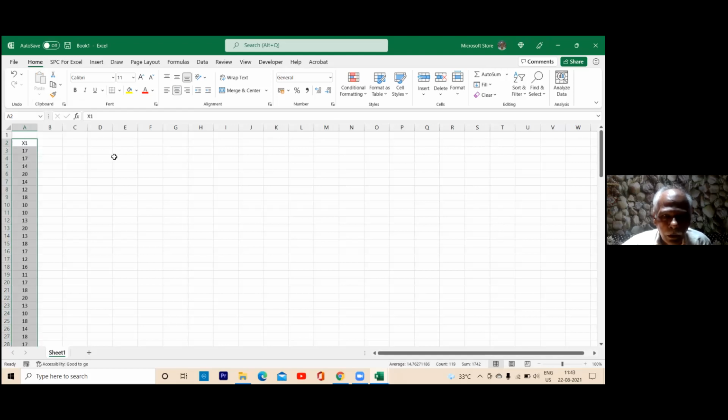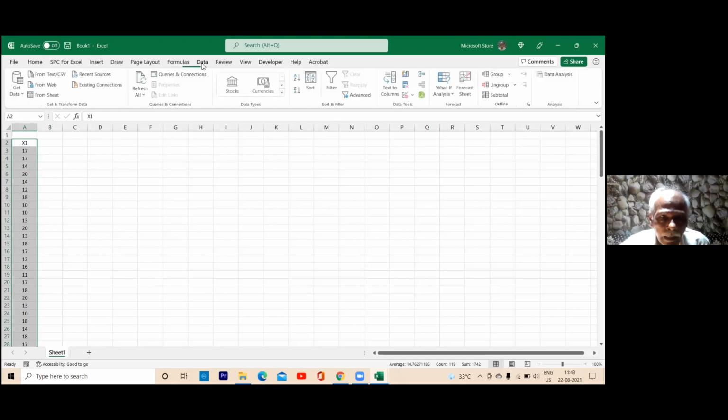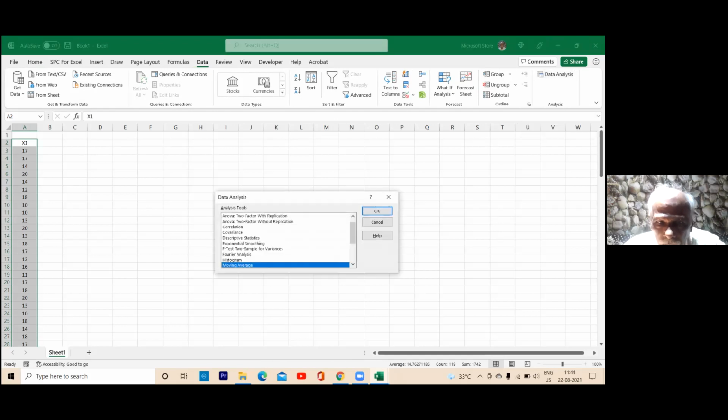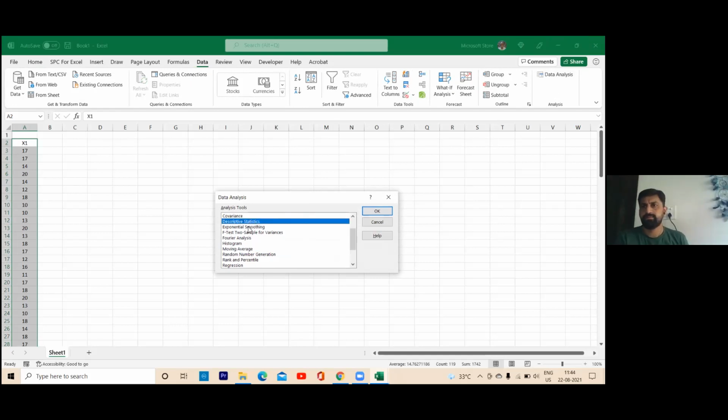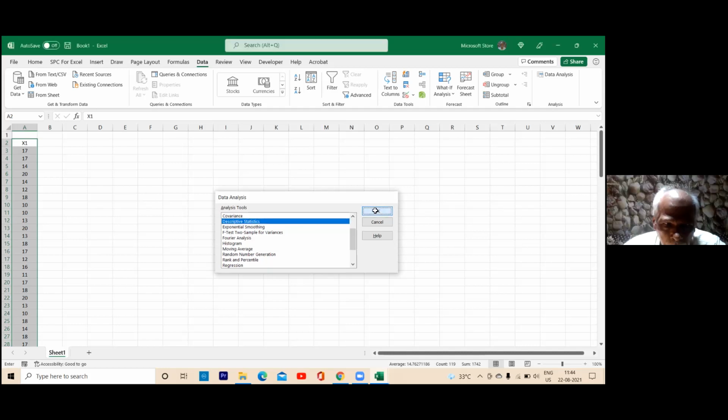Clear. Now what I do is, I go to Data. Do you see the data here? Data, and then Data Analysis. Not Analyze Data, that's not for you. So under Data, you click on Data Analysis. So what I have to do is give descriptive statistics. See here, descriptive statistics. Do you see here? Covariance, exponential smoothing. This I'll select and click OK.